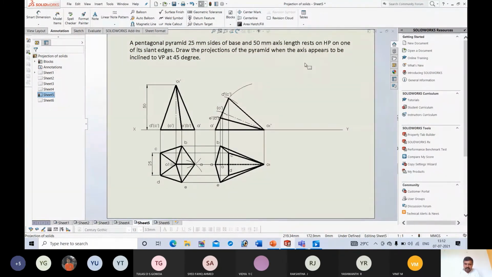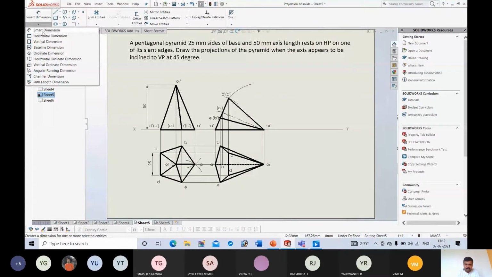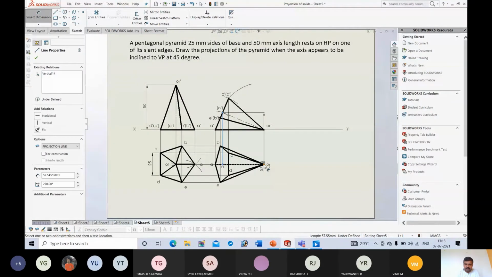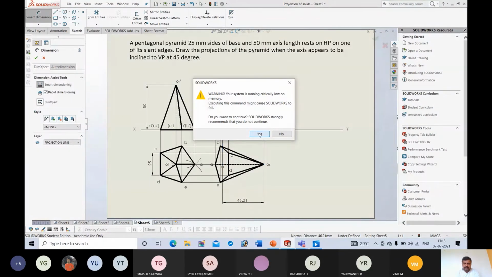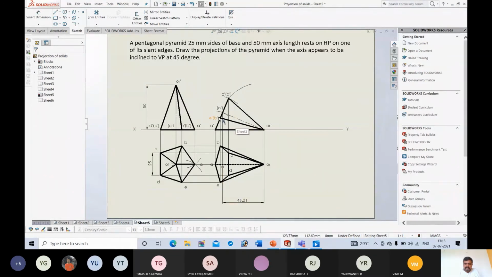We have the false length of the axis. So here you can see: draw the projection of the pyramid when the axis appears to be inclined at 45 degree. The actual true length of the axis is 50 mm. Now measure the length of the axis in the second top view. If I measure the length of the axis here, it is 46.21 mm. That means the length of the axis got reduced. The reason is the inclination. When we satisfy the first condition, resting on slant edge, this axis also becomes inclined. Because of this inclination, the length got reduced.